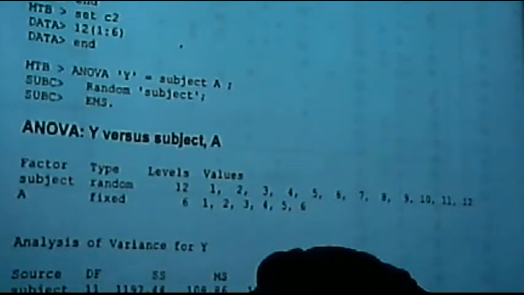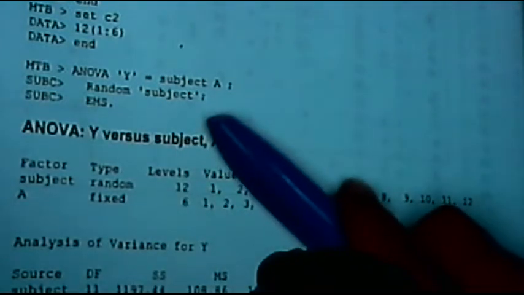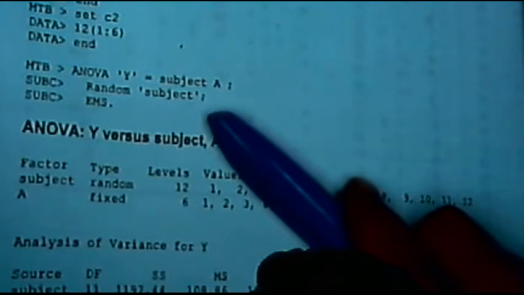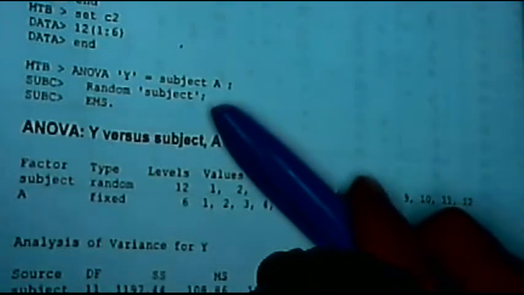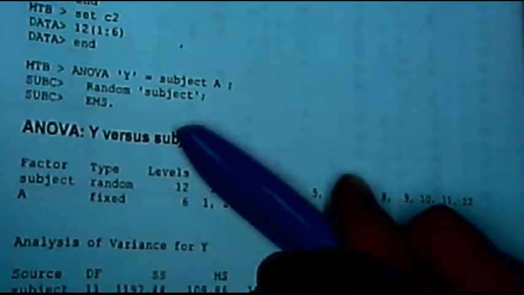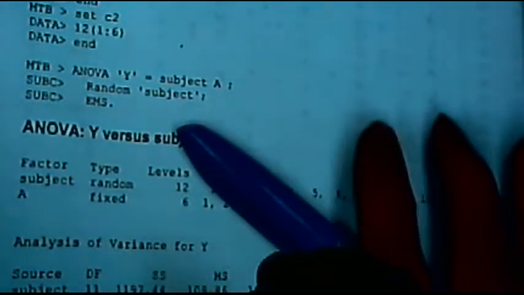So notice our model is simple. We have y equals subject and then A. And then in the subcommand, I specified that subject is going to be random. Typically in repeated measurements designs that's almost always going to be the case, because the subjects are selected from some bigger population of available subjects. So here they're the rabbits.